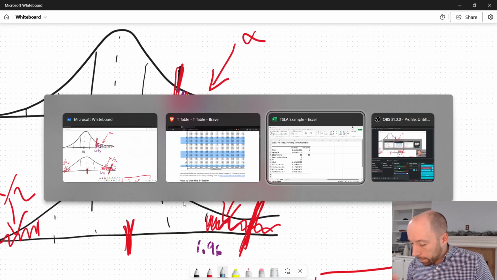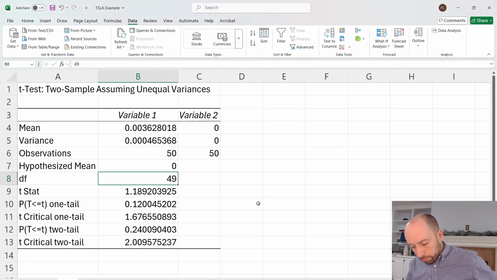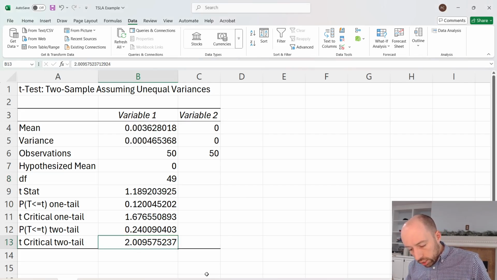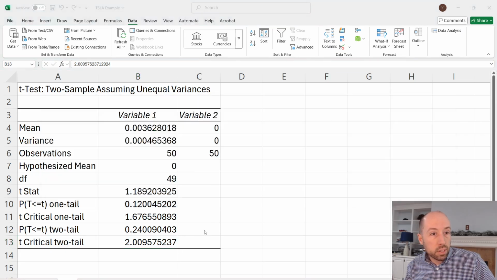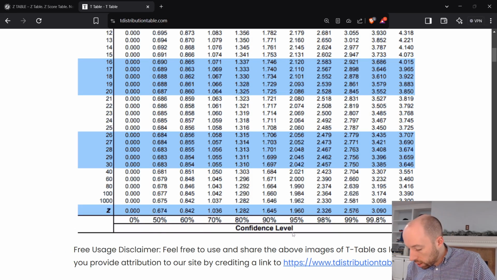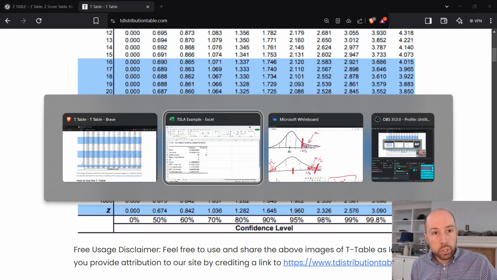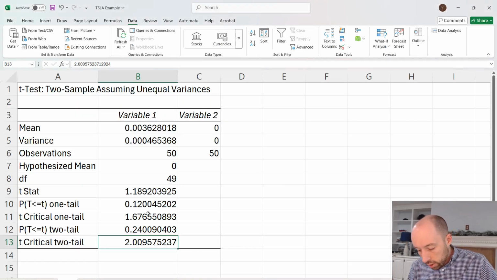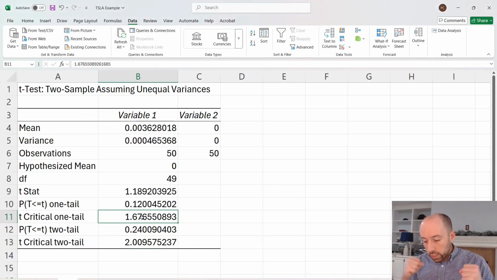So, what did Excel come up with? Critical value for two-tailed test, 2.009 with 49 degrees of freedom. If I pop back to the table, okay, so what would it be for a one-sided test? It would be somewhere between 40 and 60, so I've got a 1.684 for 40 degrees of freedom and a 1.671 for 60 degrees of freedom. The magical number I'm looking for in order to reject my hypothesis is, for 49 degrees of freedom, 1.67655, and you see that Excel has this built in where it will generate those numbers very precisely.